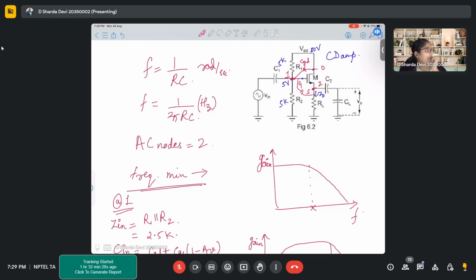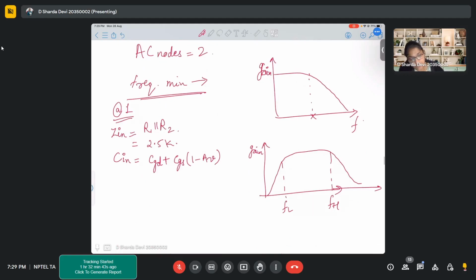C1, maybe you can bypass it. Like your AC signal can simply bypass through C1. So we can neglect C1, but we'll definitely see the effect of CGD and CGS. Right? So this is your resultant capacitor, C in.